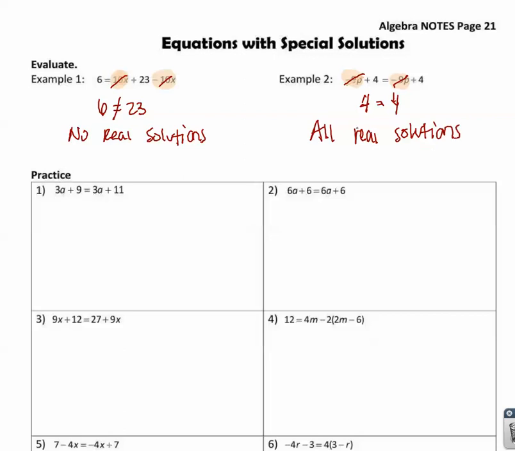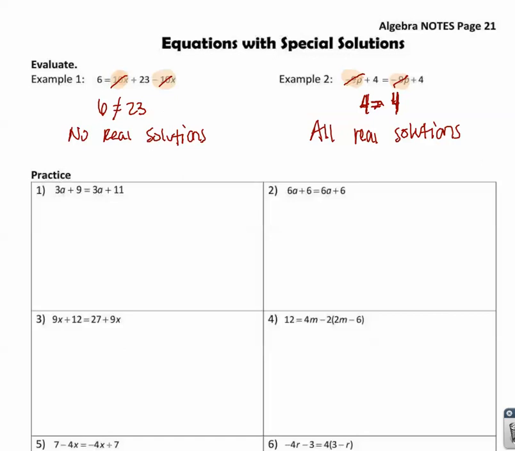Meaning, you could plug in any value you wanted for p, and you would get 4 equals 4 every time. Or even you would get the same thing on the left would equal the same number on the right, no matter what your p-value would be. However, on example 1, you could plug in any x value you wanted, but you would never be able to get the left side to equal the right side.